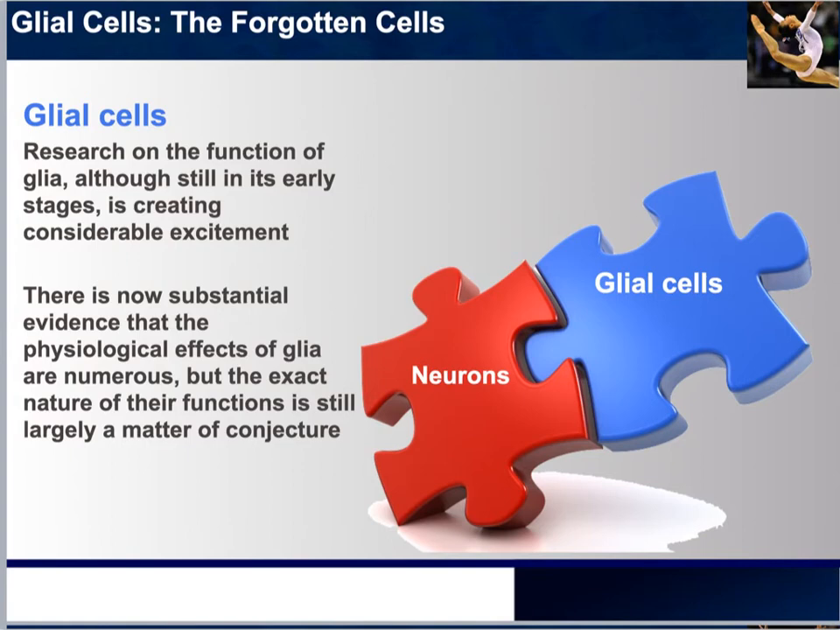For decades, it was assumed that the function of glia was mainly to provide support for neurons, providing them with nutrition, clearing waste, and forming a physical matrix to hold these neural circuits together. Glia, after all, does mean glue. But this limited view of the role of glial cells has changed. Even though it's still in its early stages, research on the function of glia is creating considerable excitement. There is now substantial evidence that the physiological effects of glia are numerous, but the exact nature of their functions is still largely a matter of conjecture.